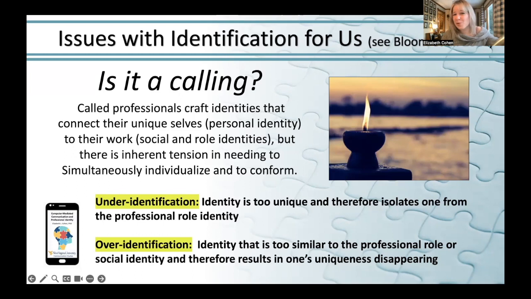Whereas over-identification is where we get into some of those nasty things from the last slide, where you actually have some of your uniqueness disappear, and you have this sort of over-conformity with your work role or your job role. And so you are more likely to become a little bit more swayed by organizational needs, for better or worse. But yourself as an individual sort of gets overcast by yourself as a member of the group.